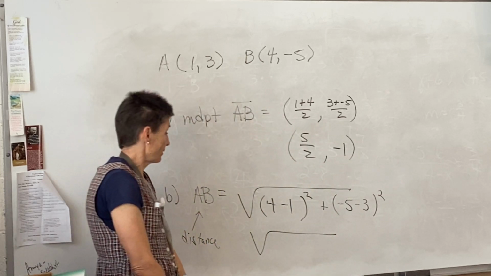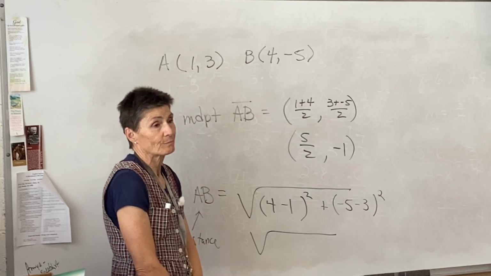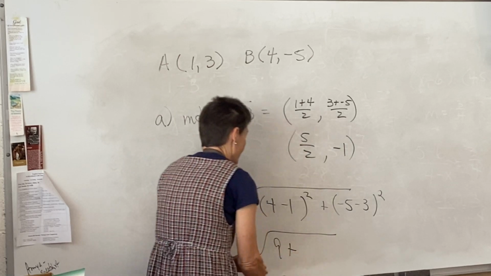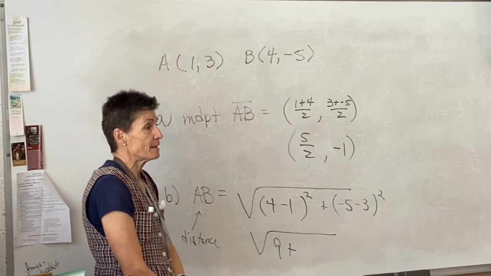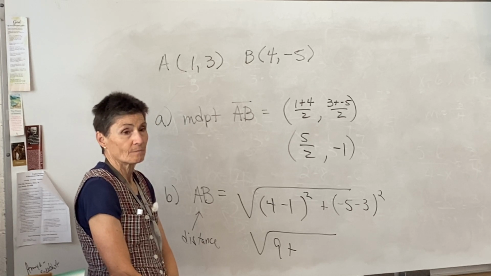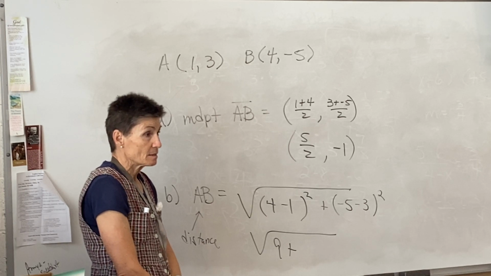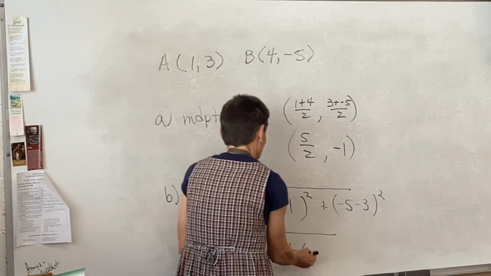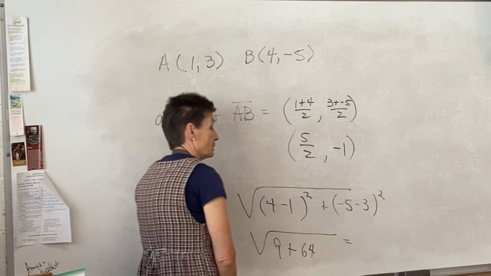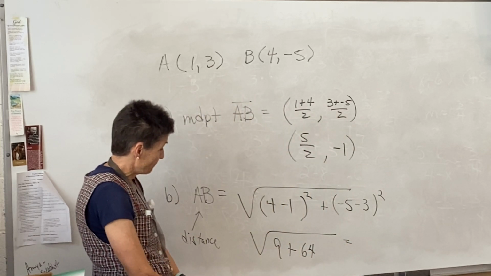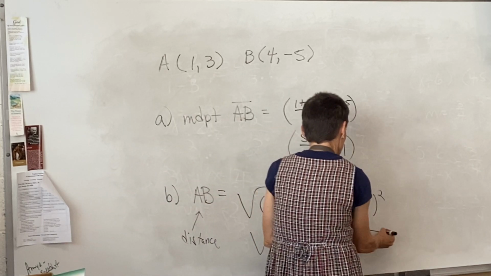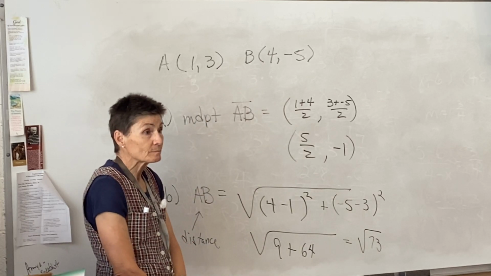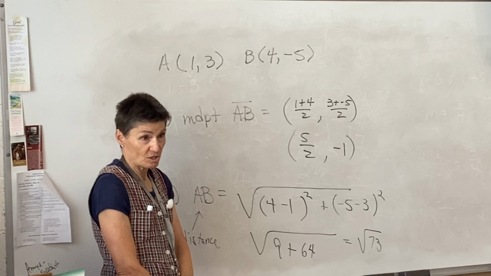All right, do the math. What's 4 minus 1? 3 squared is 9. What's negative 5 minus 3? Negative 8. Squared is positive 64. Add them together, what do we get? The square root of 73. Now we are lucky, 73 is prime. So it's not breaking down, we're done with this one.